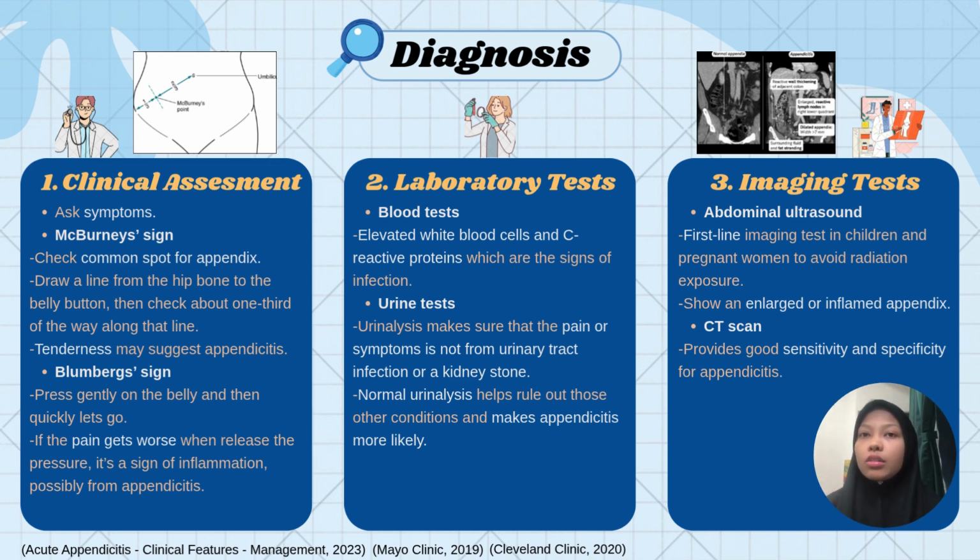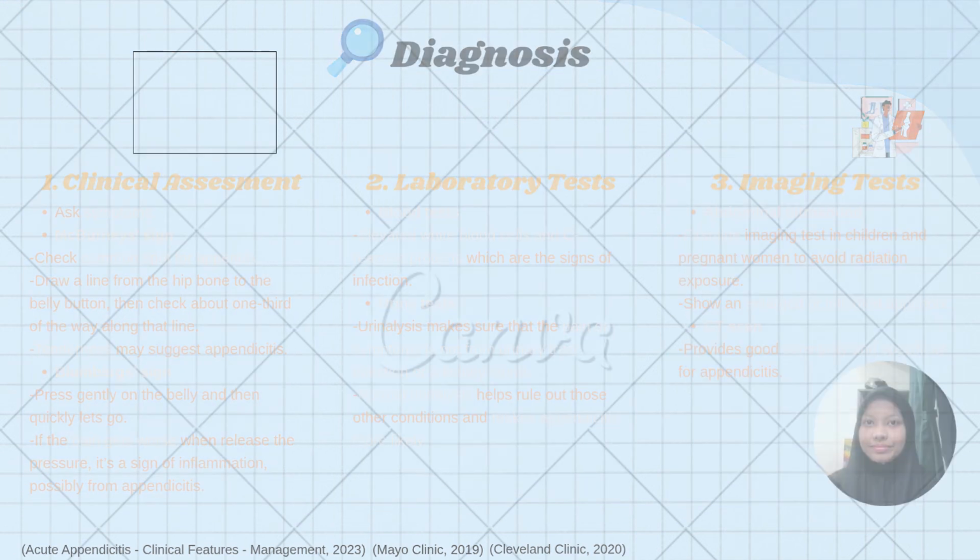An abdominal ultrasound is used especially for children and pregnant women as it avoids radiation. CT scans offer high accuracy and are very helpful in detecting an inflamed appendix.